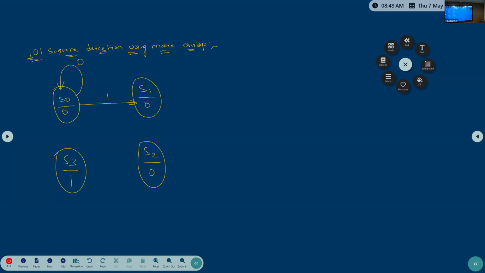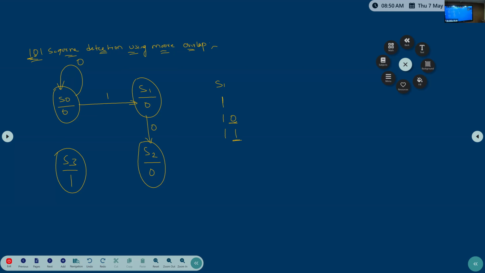So now at S1, I again have 2 possible cases. Already we detected 1. So now we have two possible cases, 1 0 or 1 1. If 1 0, that is the required sequence detection, I will go to S2. If it is 1, it is 1. Is that the required sequence?